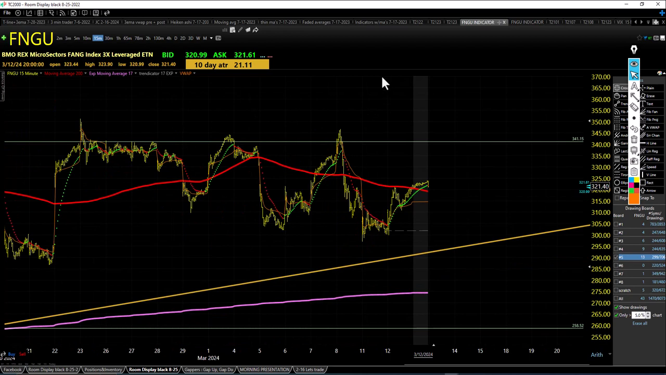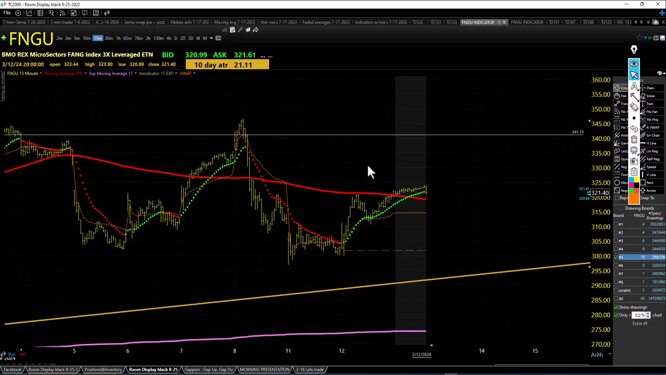So that's it in a nutshell right there. That's why I trade FNGU, because everything in here seems to be the heavyweights inside of our ETFs like SPY and QQQ. For this, I find it very valuable in finding market direction. So we'll see what happens tomorrow morning. We're looking for price action to take out this high.